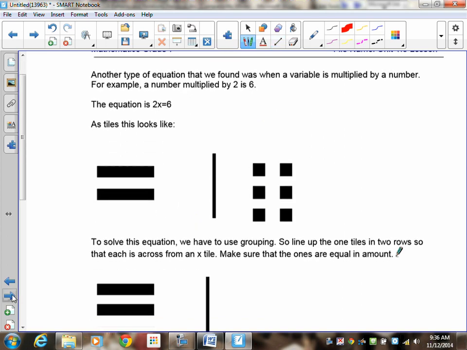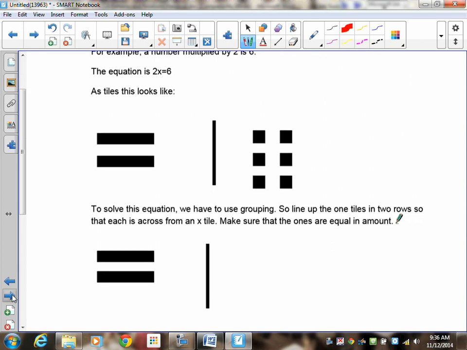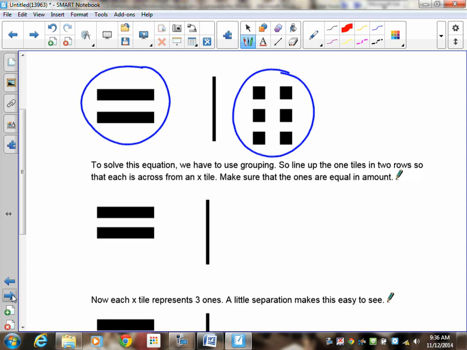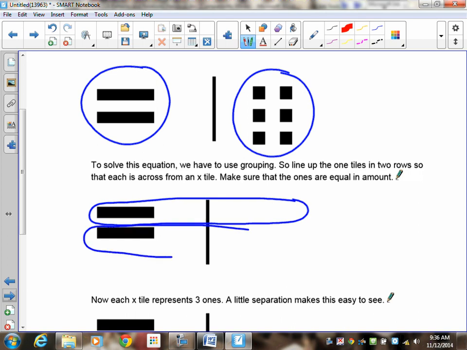Let's do another example. Now this one's slightly different. This one is solved by using division, and it's also another way of saying it's solved by grouping. If you have 2x equals 6 and you draw it, it's going to look like I've drawn right here. Here's my 2x over here, and here is my 6 right here. To solve this equation, we have to use grouping. So what we're going to do is we're going to line up one set of tiles in 2 equal rows so they match the x's. So I need a set of tiles to go with this, a set of tiles to go with that, and they have to be the same amount. Because when we're dividing here, we're going to divide by 2 or put them in 2 groups.